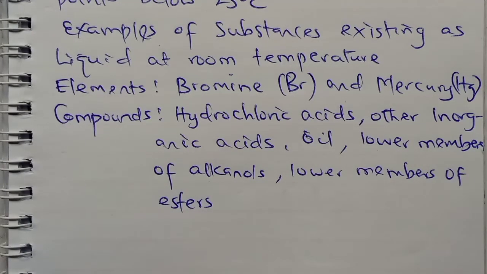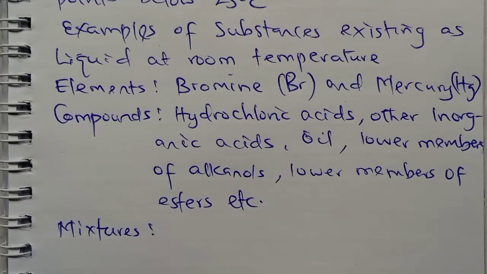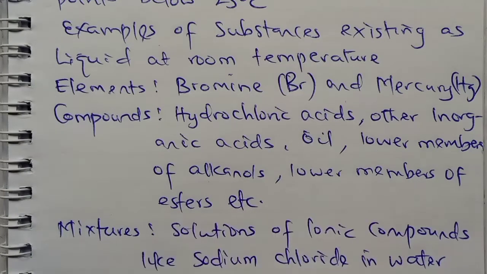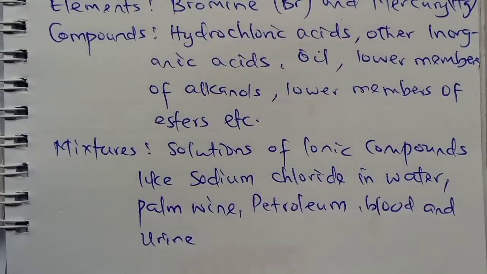Examples of compounds that exist as liquid include all acids. Example like hydrochloric acid. We still have something like oil, lower members of alkanol, lower members of esters. For mixtures, we have solutions of ionic compounds. We still have something like palm wine, because palm wine is mixed with water, petroleum, we have blood, and we have urine.